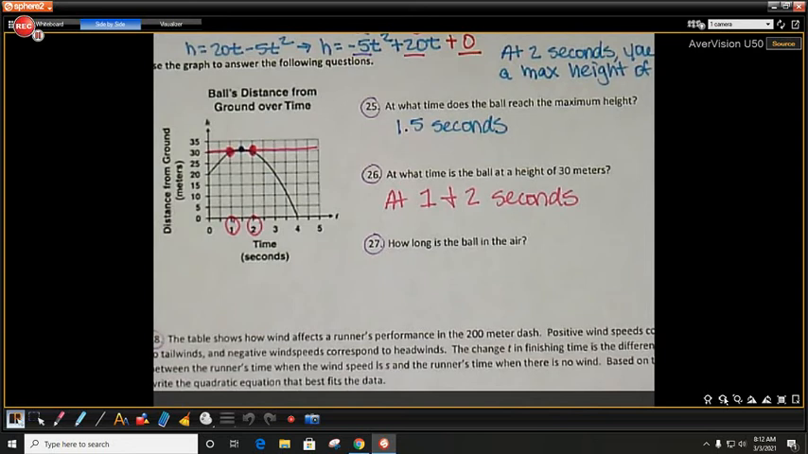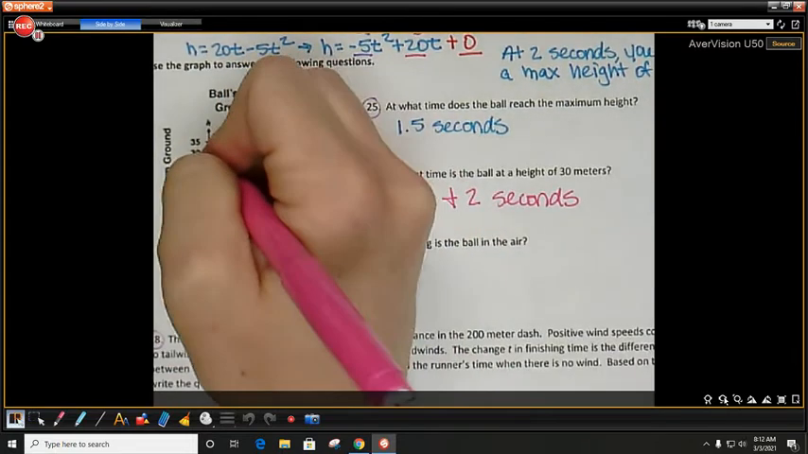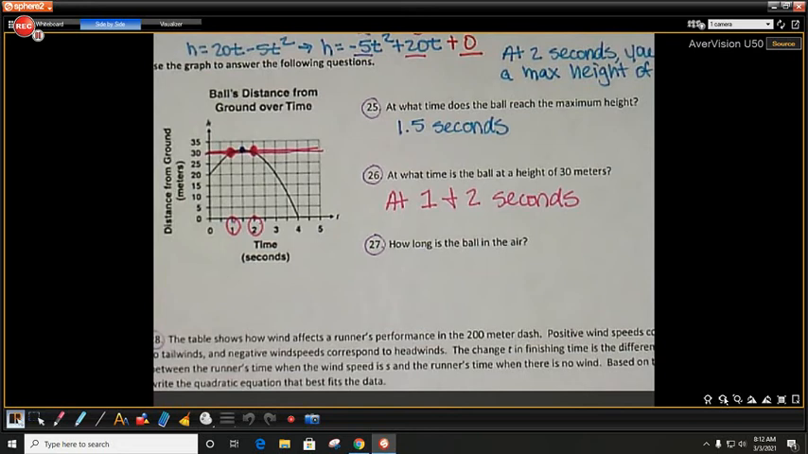So you have 2 answers there. Make sure, a super common mistake is we just find the first one, it's going to be at 30. Follow that line all the way across and see if it hits your parabola in more than one spot. It normally will because, again, our parabolas show reflection. Okay, 27. How long is the ball in the air?